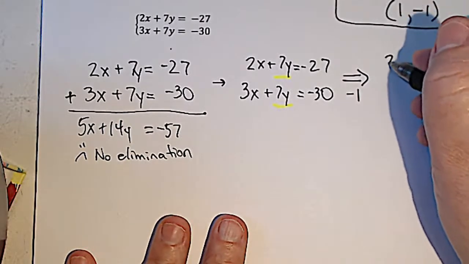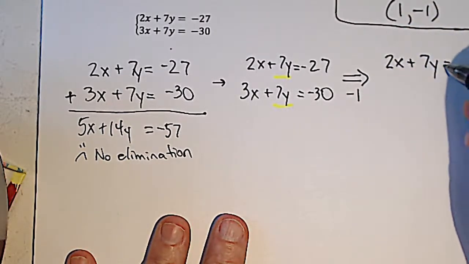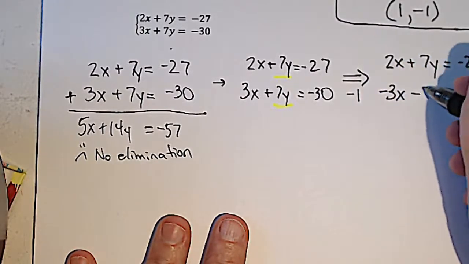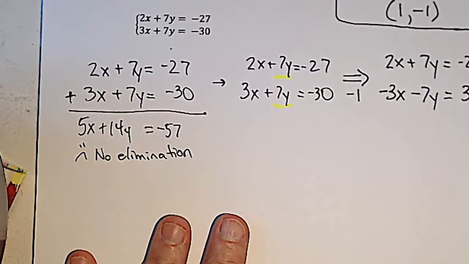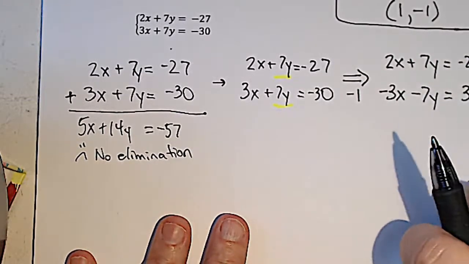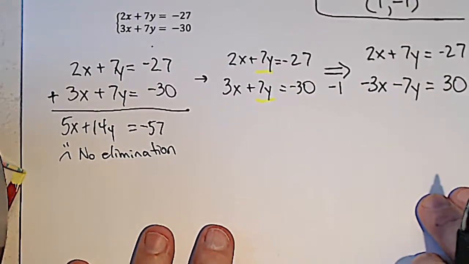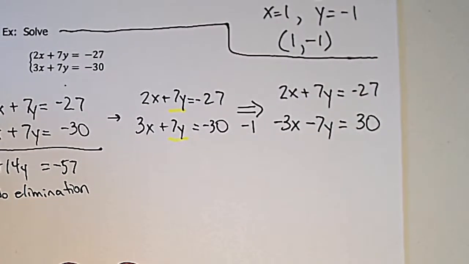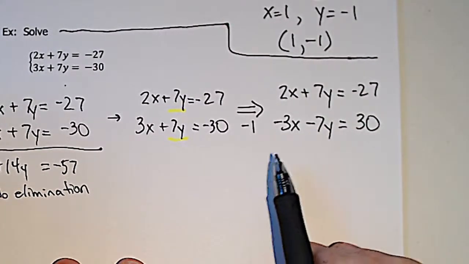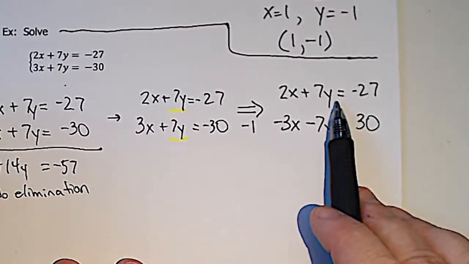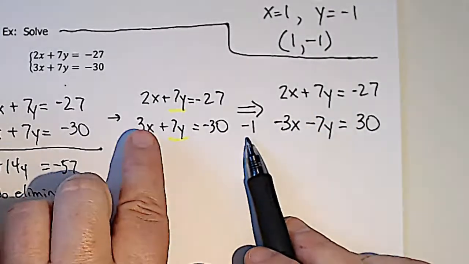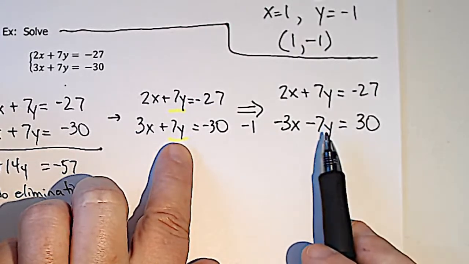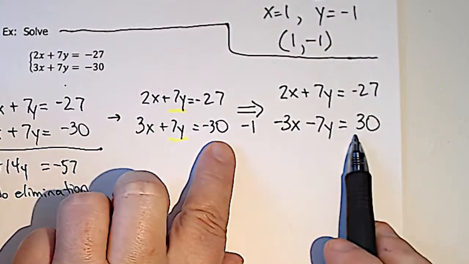So the top equation stays the same, 2x plus 7y equals -27. Down on the bottom, -3x minus 7y equals +30. So take a look at that. Let's see. There you go. So what did I do? The top equation stayed exactly the same. In the bottom equation, -1 times 3x is -3x. -1 times 7y is the opposite of 7y, or -7y. -1 times -30 is 30.